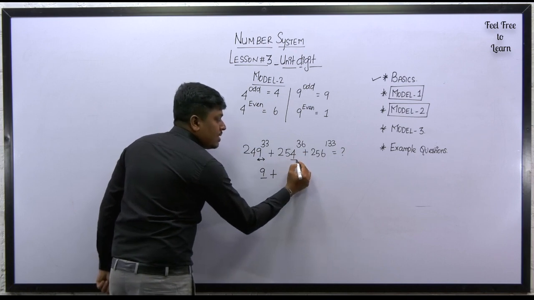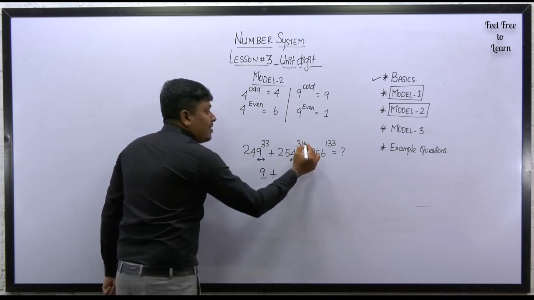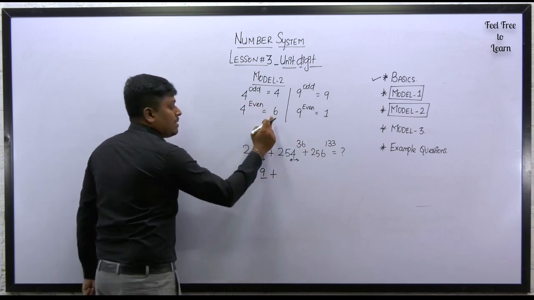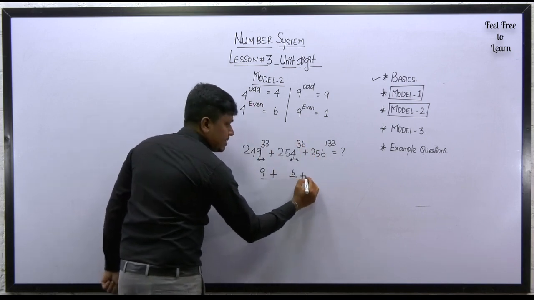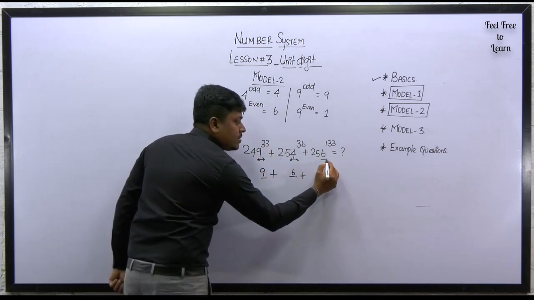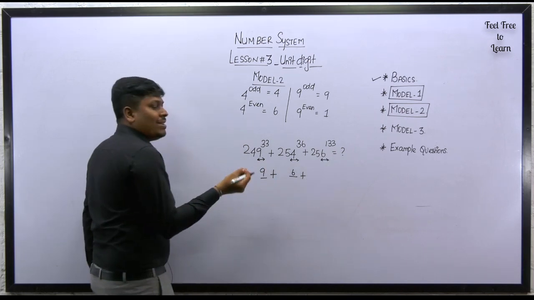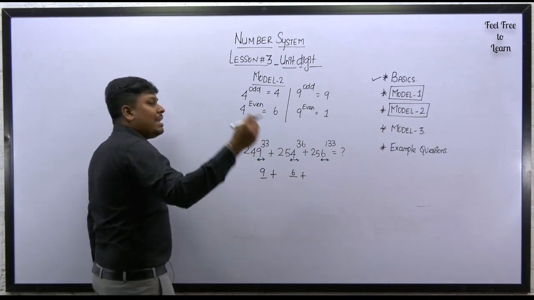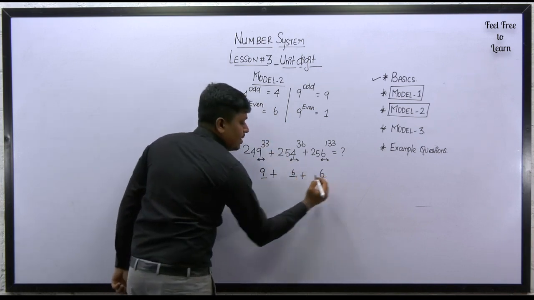You can see the last digit is 4 and the power is 36. So 4 power an even number: the last digit is 6. Plus 256 power 133. Just see here, the last digit is what? 6. Just now we have learnt in the previous model, if a number ends at 6, 6 power anything will definitely be 6. Understood or not?